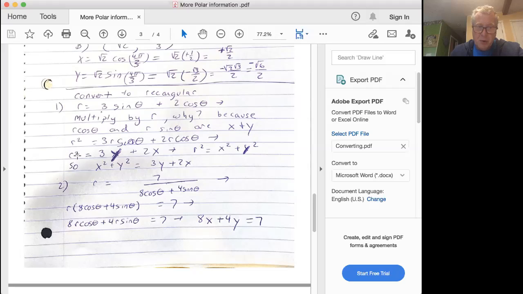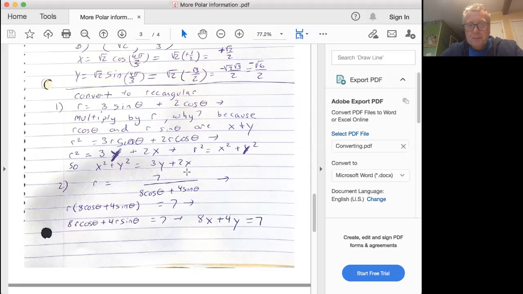This part is x squared plus y squared, so that's where the x squared plus y squared comes in. This part is y, so that's where the 3y comes from. And this part is x, so that's where the 2x comes from. And so we get the equation x squared plus y squared equals 3y plus 2x.